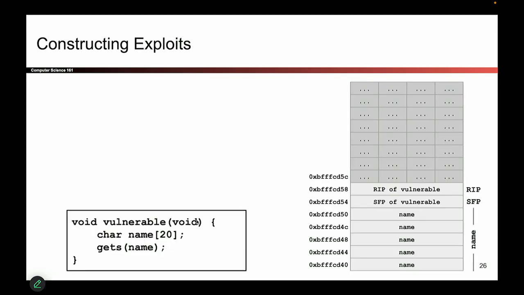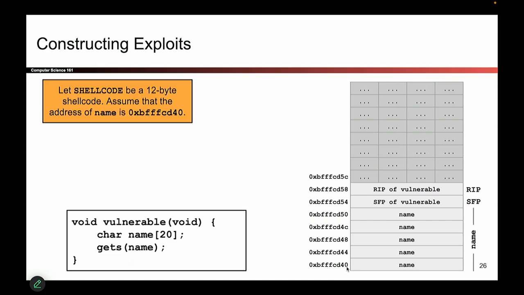So here's what it looks like. This is the same stack as before, the same code from before. The only new thing is I have annotated the diagram to tell you the addresses in memory. So for example, the SFP of vulnerable, that's some value living in memory. It lives at address BFFFCD54. That's what the picture says. Or name. Name starts at address BFFFCD40. That's all the diagram is telling you.